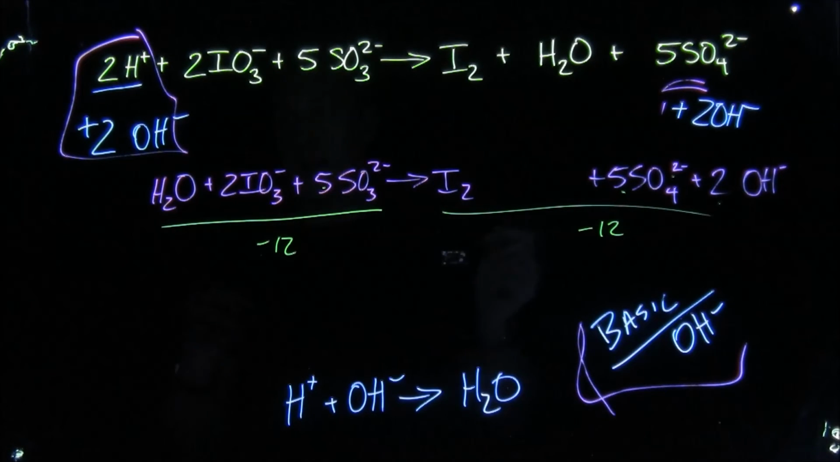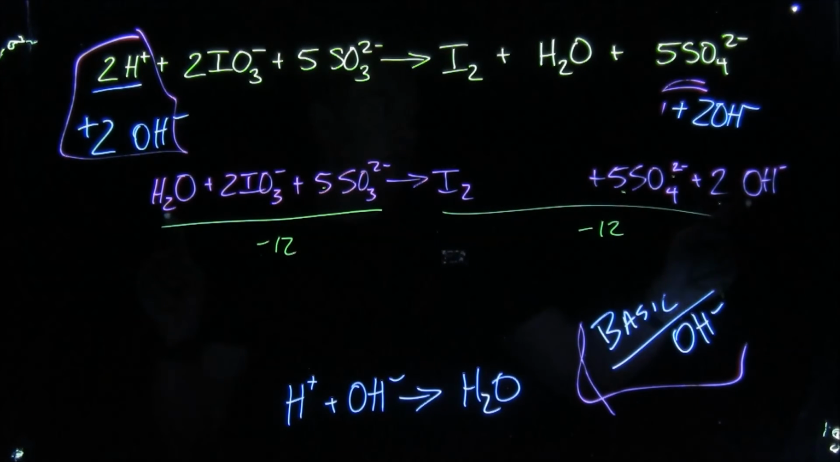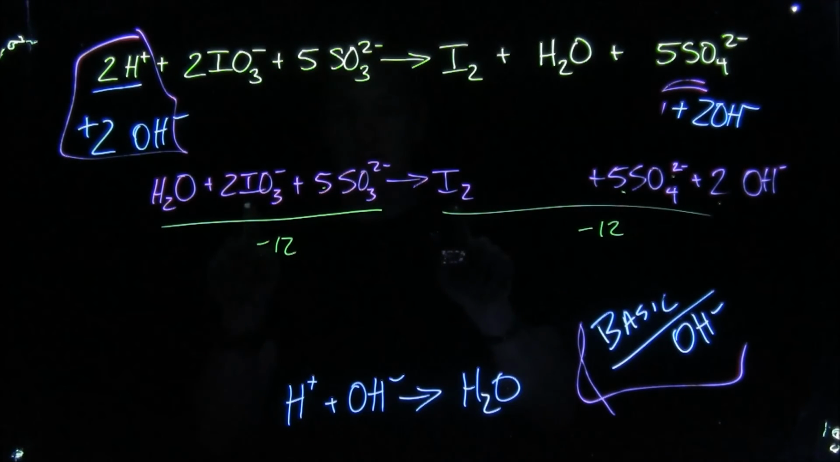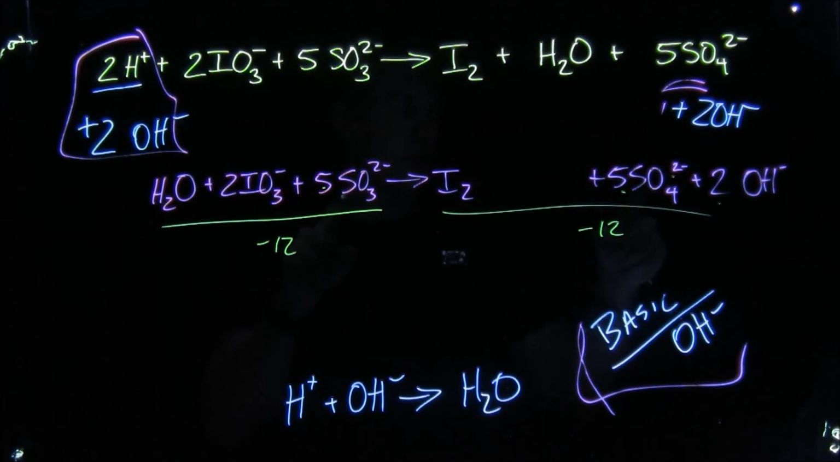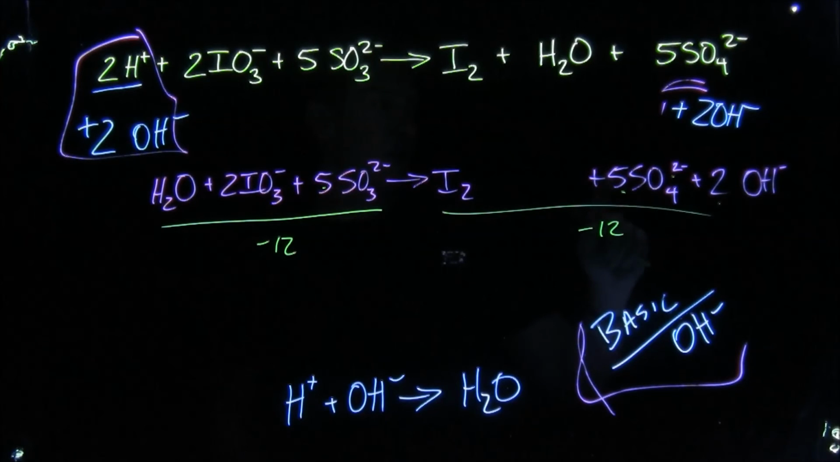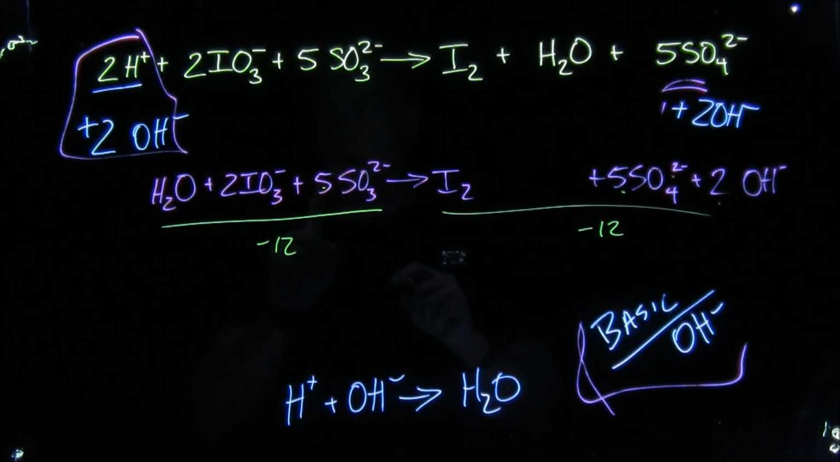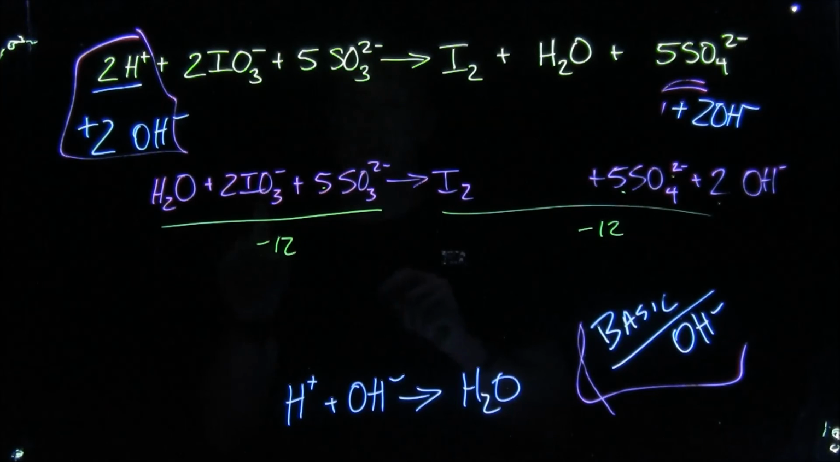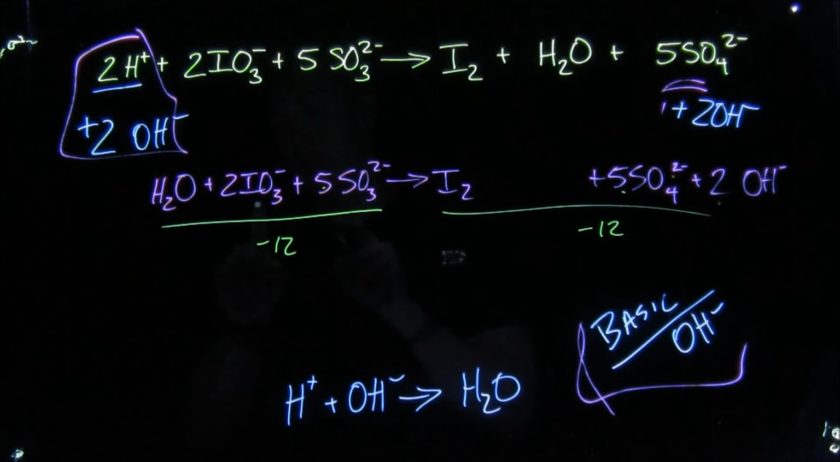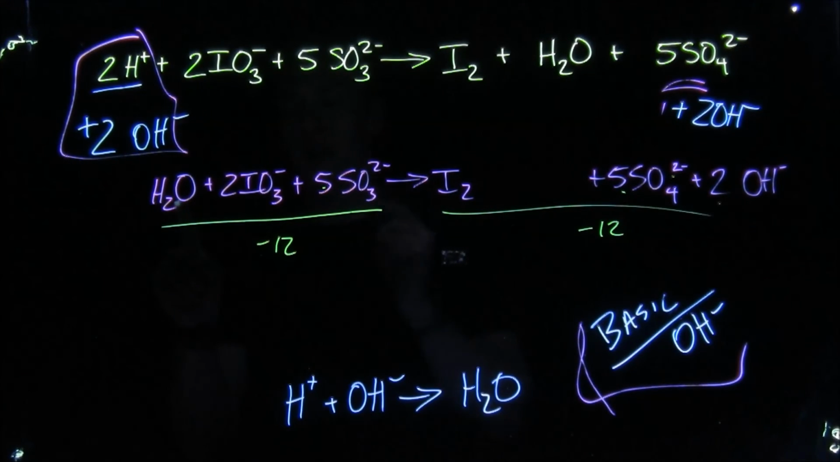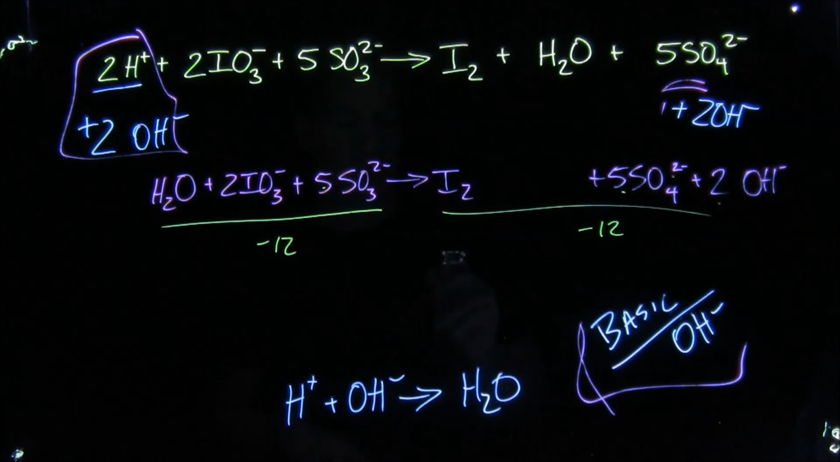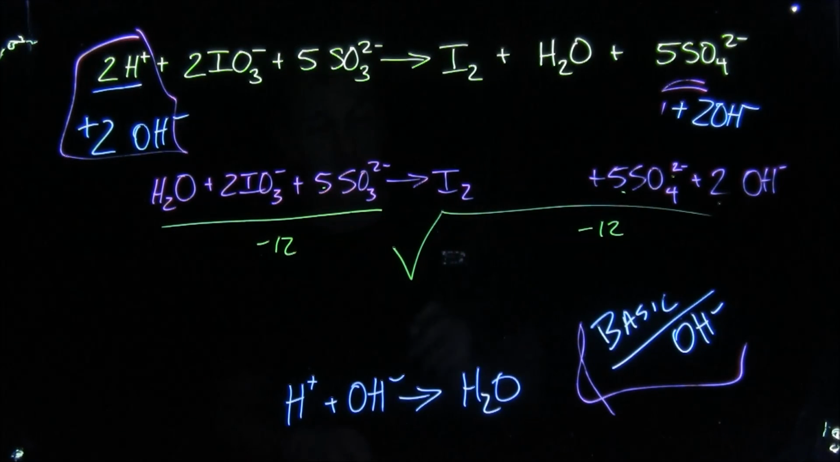And let's see, how about atoms? You got 2 hydrogens, 2 hydrogens, 2 iodines, 2 iodines, 5 sulfurs, 5 sulfurs, and then you got 5 sets of 4, so that's 20, 1, 2, so 22 oxygens. 5 sets of 3, that's 15, 2 sets of 3, that's 6. 15, 6 makes 21, and then 1 from the water, that's 22. So 22 oxygens on each side. So I'm going to say that this is correct.